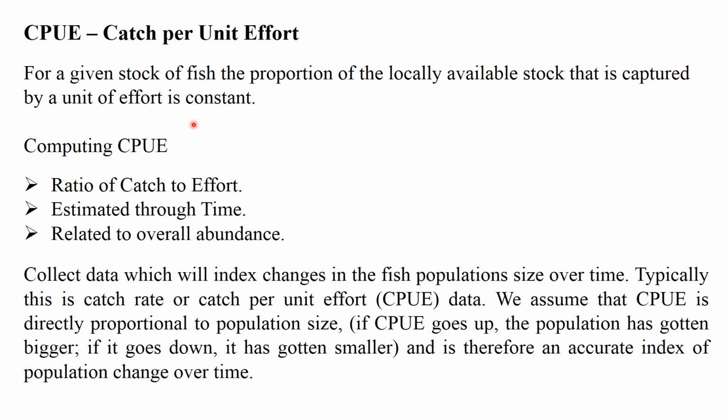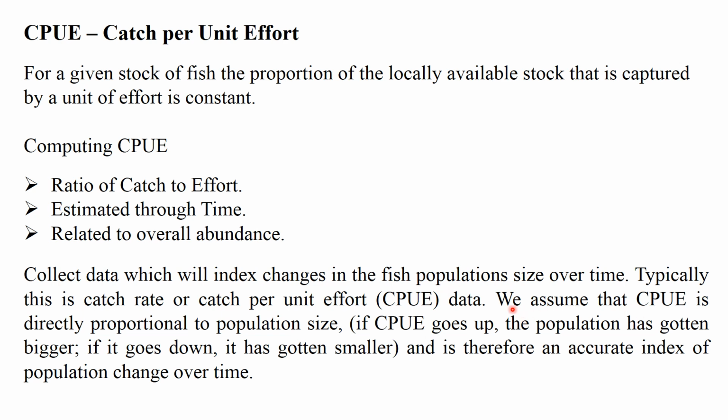So CPUE is a ratio between the catch and effort. It is estimated through time. CPUE means how much time you require, using that unit effort, to catch that unit of the total population, and it is related to the overall abundance. It is a proxy of the abundance of the population. So the data gives you an index of change in fish population size over time. Typically the CPUE data gives you how the population is changing over time.